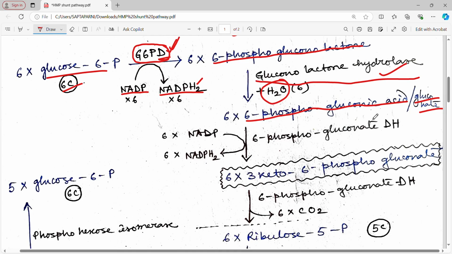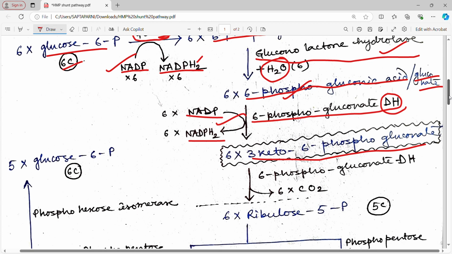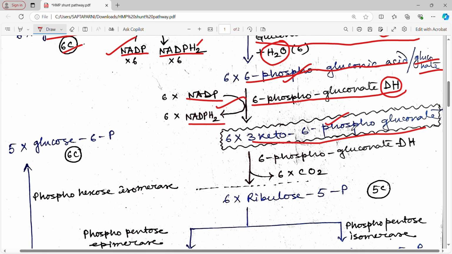Now this 6-phosphogluconic acid again undergoes oxidation reduction reaction and gets oxidized into a very transient form known as 3-keto-6-phosphogluconate, with the help of 6-phosphogluconate dehydrogenase enzyme. So obviously here also NADP molecule gets reduced into NADPH2. So here in two steps, the first step and this third step, you can see the oxidation reduction reaction is occurring. Now this 3-keto-6-phosphogluconate is a very transient compound, so it releases carbon dioxide and gets converted into ribulose 5-phosphate.